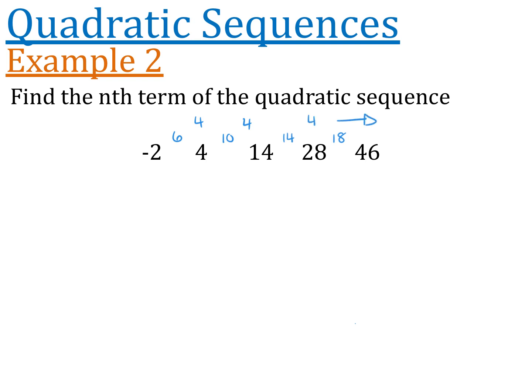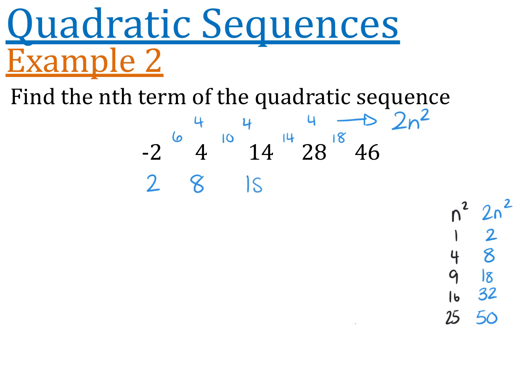So I'm going to compare this with 2n squared. My n squared numbers: 1, 4, 9, 16, 25. And 2n squared is all of those doubled: 2, 8, 18, 32, and 50. All right, 2, 8, 18, 32. I can see the pattern.